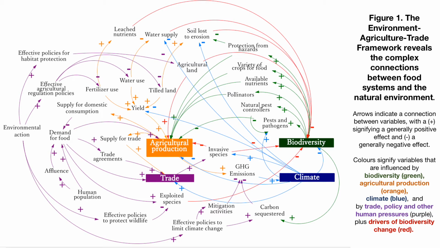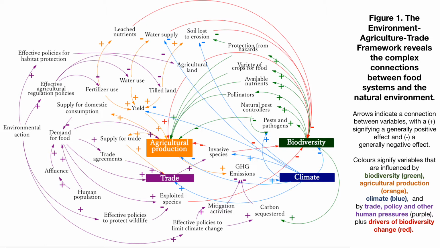Here we present the environment, agriculture, and trade framework, which we generate through systems thinking. This is a causal loop diagram, which is a way of showing the relationships between different factors within a complex system. If you haven't seen one before, the arrows indicate that there is a relationship between two variables.